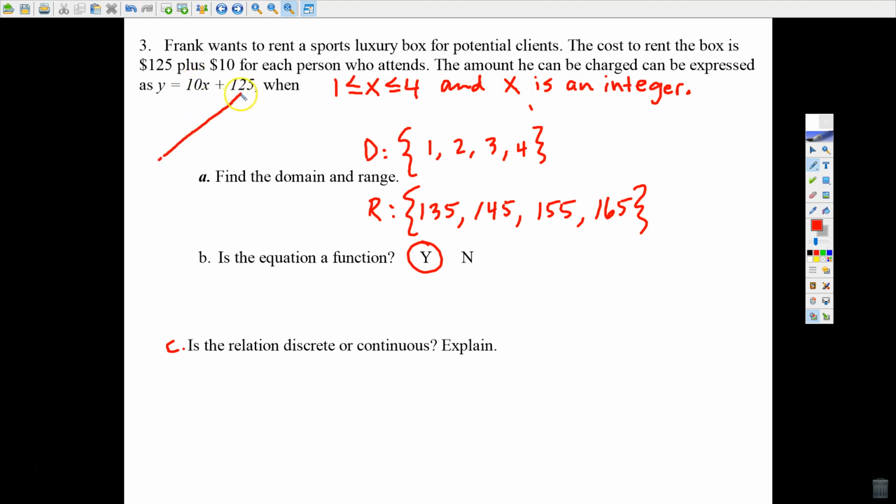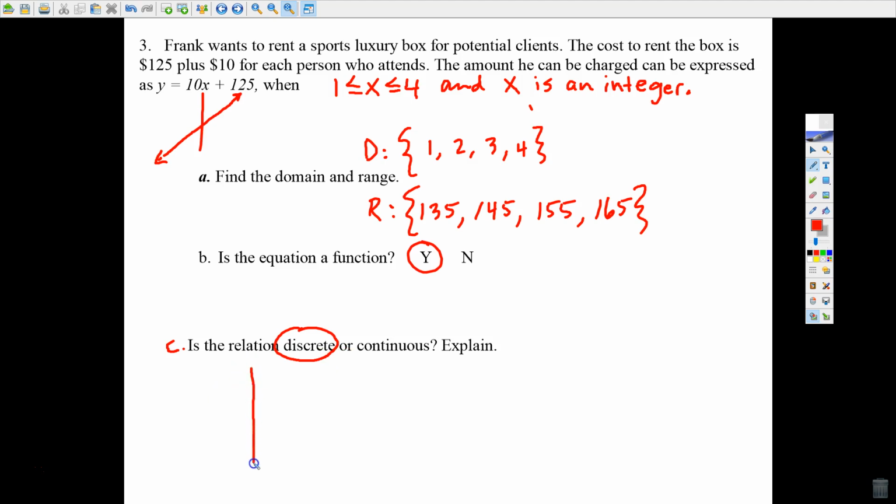So another way you could determine whether or not it's a function. Here's just a typical line with a positive slope, and it would pass the vertical line test. So that's another way of thinking about it. Now let's talk about these terms discrete or continuous. And the answer here is that it's discrete, but I want you to understand why.